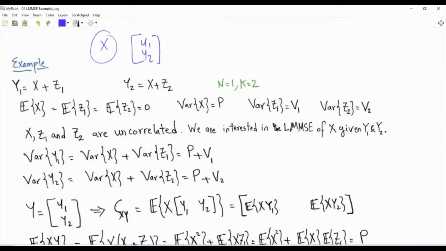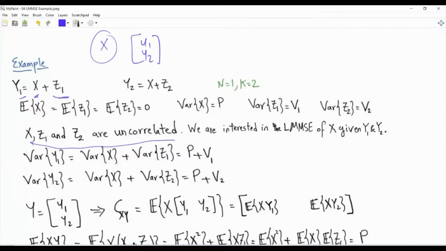Let's suppose that our first observation is x itself, but noisy. Sometimes the relation between x and y is this simple relation, that each y is simply x plus what you can call measurement noise or measurement error. So y1 is a noisy measurement of x: y1 is x plus z1, and y2 is x plus z2. Let's suppose that x, z1 and z2 are uncorrelated.